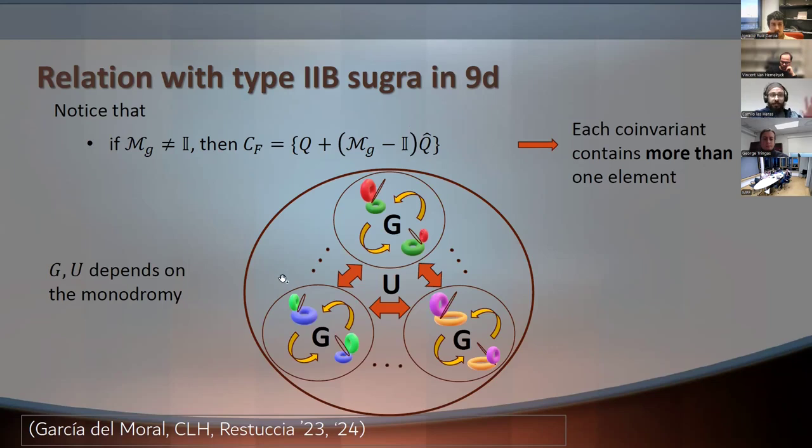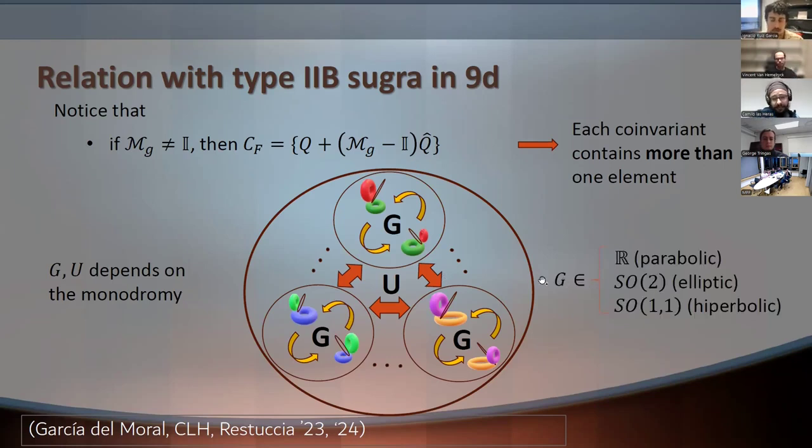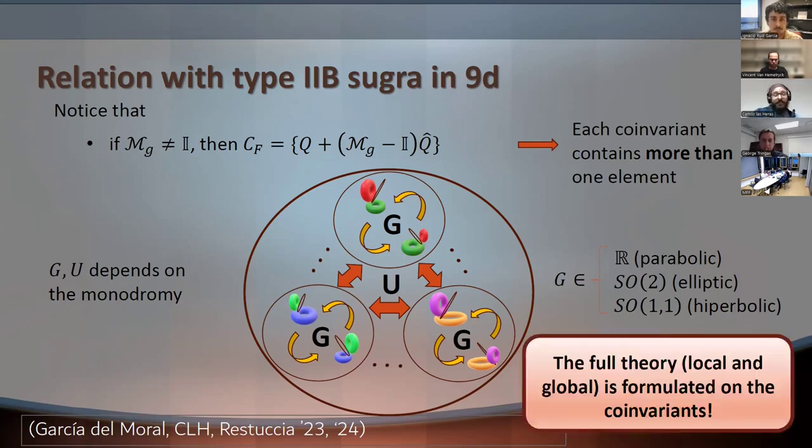This is just like a cartoon, but for each monodromy, G and U will have a particular form, and it can be shown that G reproduces the gauge symmetry groups for a given monodromy that coincides with the gauge symmetry group of the triplet gauge supergravity that we were interested in studying, okay? An important comment is that not only is the global description well formulated in the coinvariants, but we were able to extend the Hamiltonian formulation to the coinvariants. So the full theory, local and global, is formulated in terms of these coinvariants, okay?